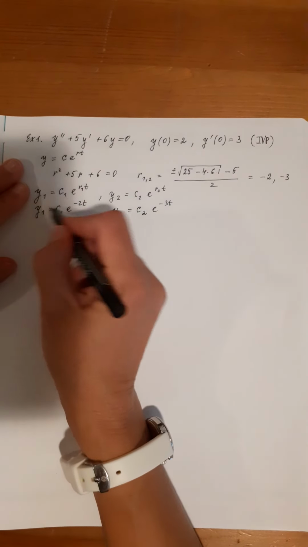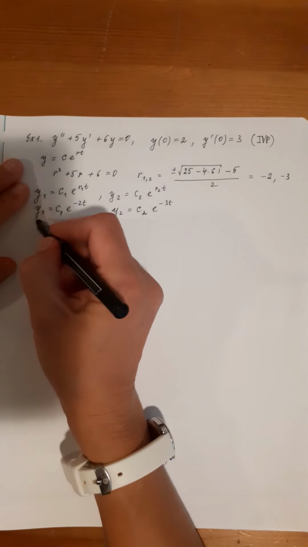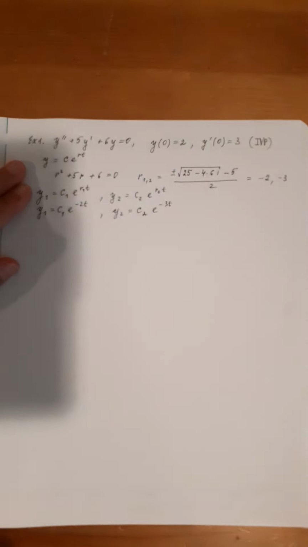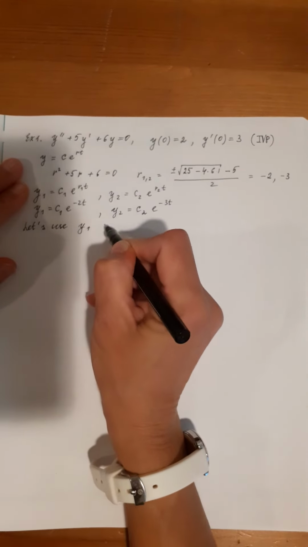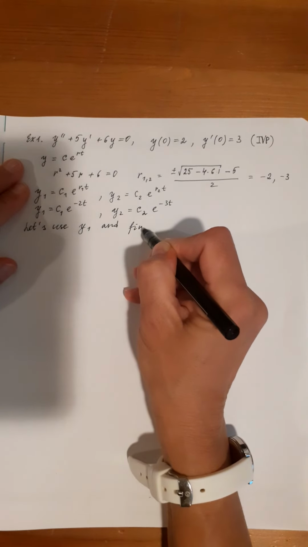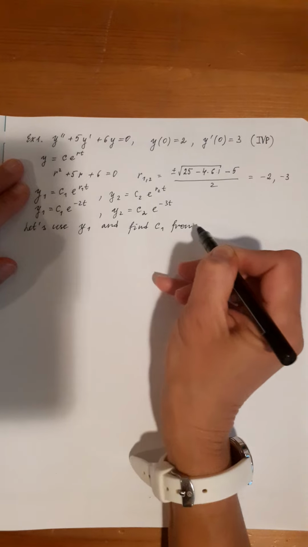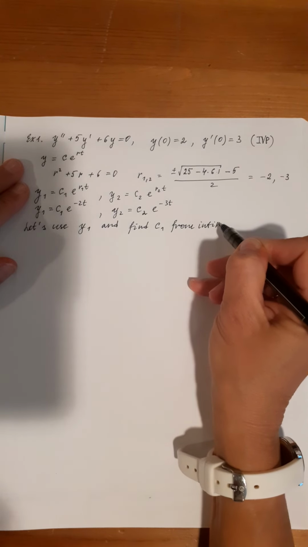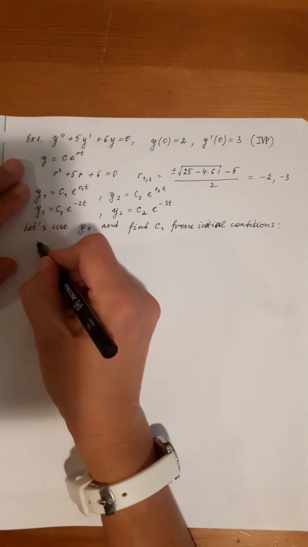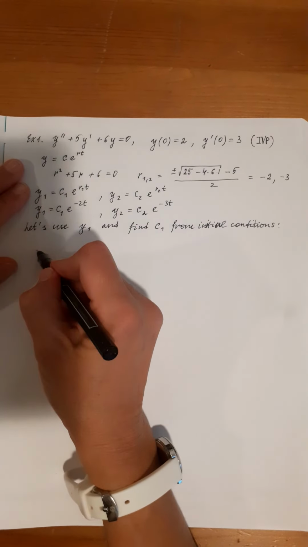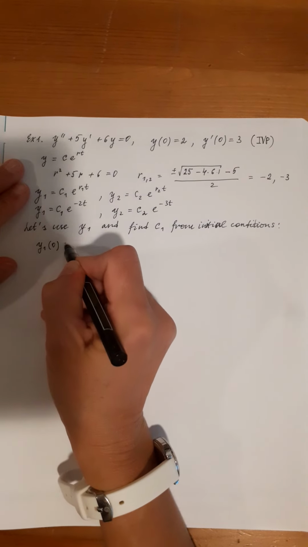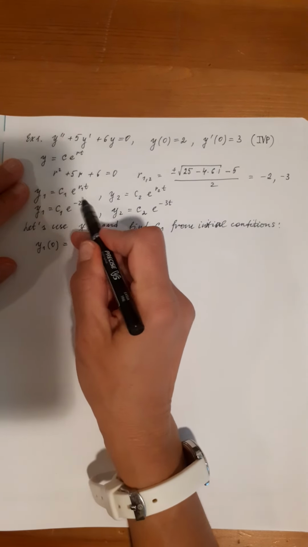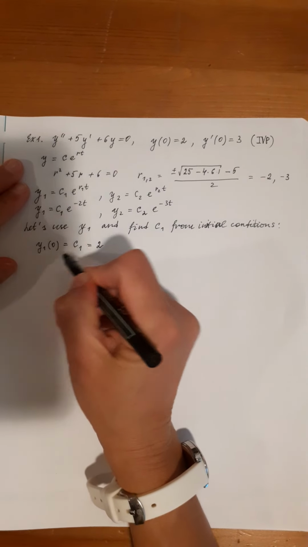Well, let's choose solution number 1, the first one, y1, and use initial conditions on it and find c1 from the initial conditions. So what I have, y of 0 equals 2. So I'm going to write down y1 of 0. What is y1 of 0? If I plug in 0 here, I'm just going to get c1 equals 2.